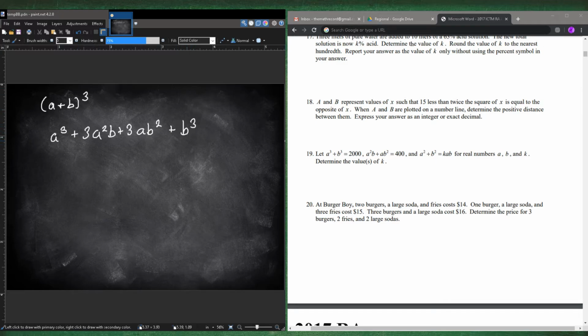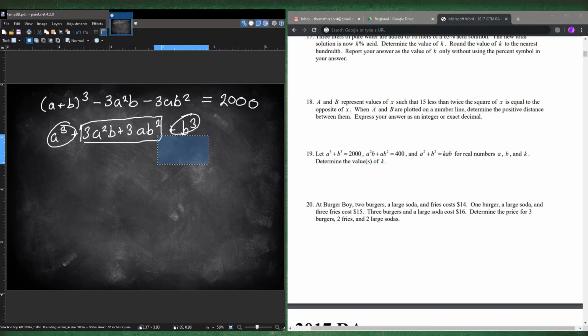So we already have a plus b cubed, which is 2000, right? That means we have these extras that we need to take out. So we need to just minus 3a squared b minus 3ab squared, right? So all we have left is these two terms, which is equal to 2000. Okay, so we know that's true.